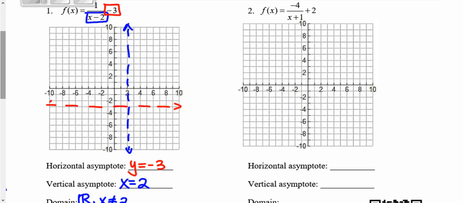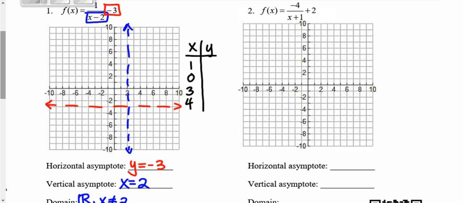So those are the bones of your graph, and then to get your actual points, you're going to create an XY chart. You can really pick any values for your XY chart, but the best practice is to pick 2 x values to the left and 2 x values to the right of your vertical asymptote, which is blue on your graph. So 2 values to the left would be 1 and 0. 2 to the right would be 3 and 4.